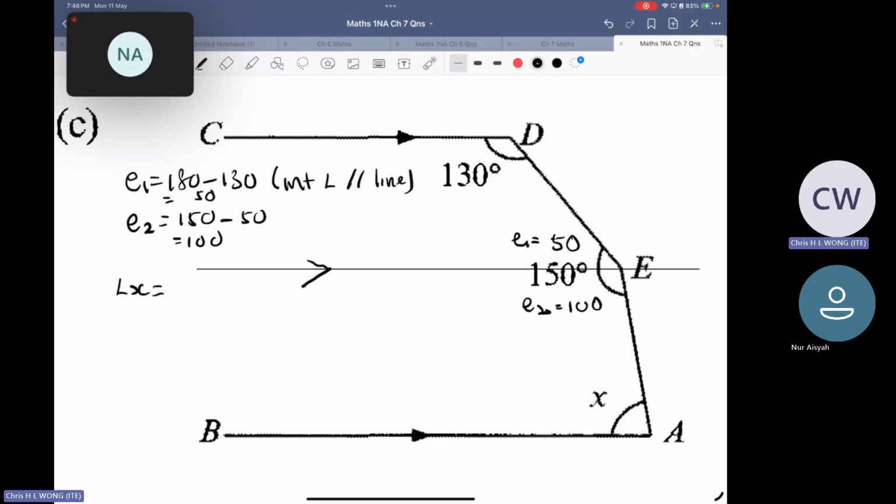X is equal to 180 minus 100. What's the reason? Interior angle between two parallel lines. So this one gives you 80. Finished already. No need to use your pentagon, the reason that you have not applied for, right?